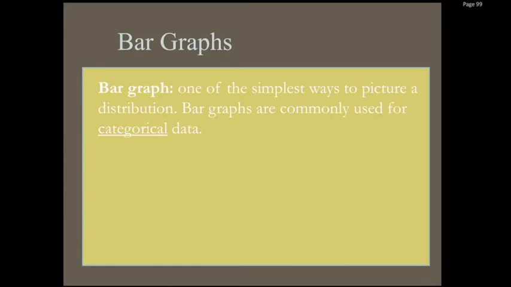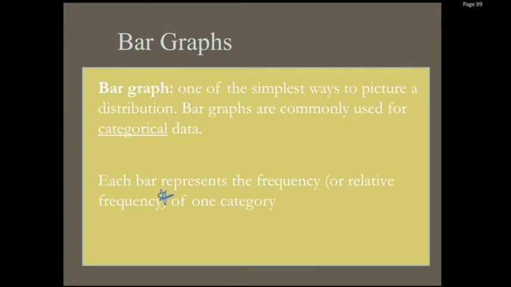A bar graph is the simplest way for us to picture a distribution. Bar graphs are used for categorical data. Remember, categorical data breaks us up into categories. That could be eye color, class standing, ethnicity. Those are different types of categorical data. And each bar represents the frequency, or relative frequency, we'll talk about that in a second, of one category. So how often does that class occur? So let's take a look at an example.